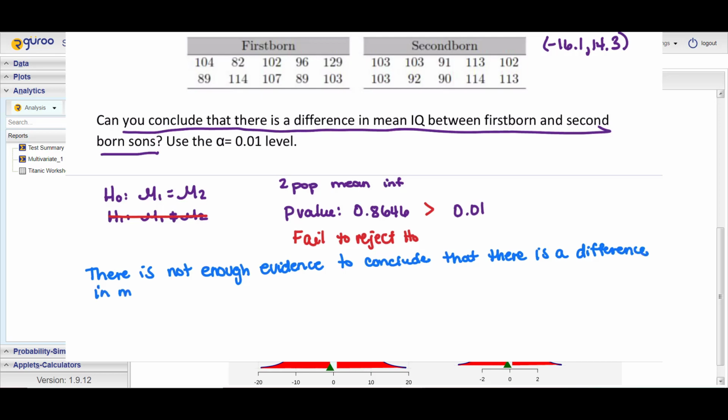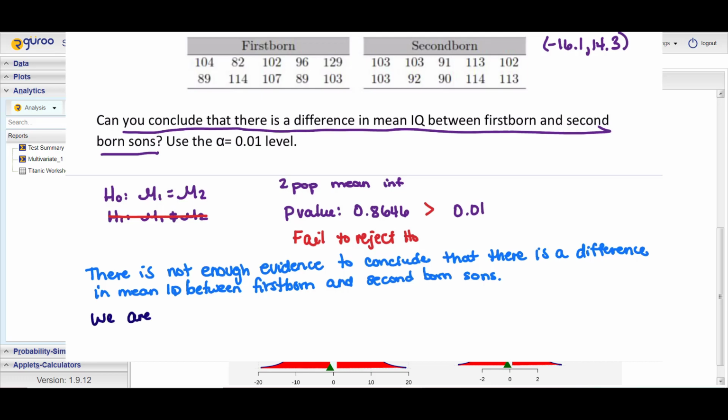in mean IQ between firstborn and secondborn sons. Now, let's check out our confidence interval. So we are 99, go ahead and write it out.